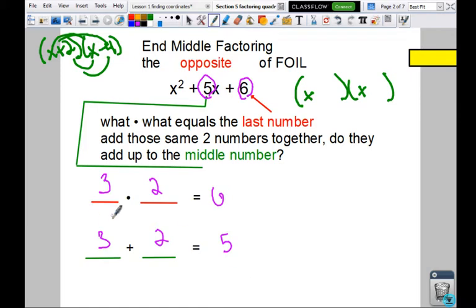Because if I find out what times what equals the number on the end, which is 6, and adds up to the number in the middle, 5, same numbers, then I know what numbers I'm going to put in. So for my answer, I'm going to have my two parentheses.